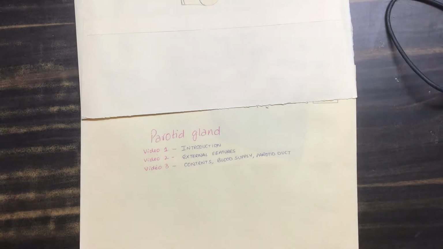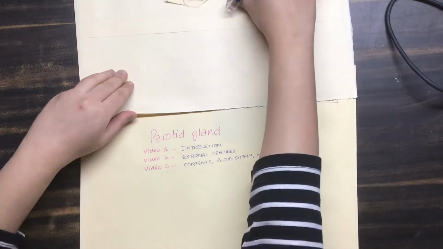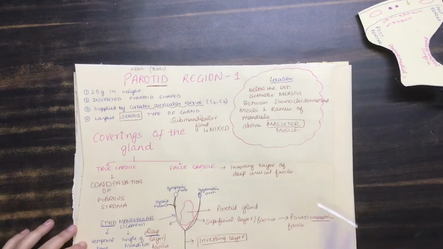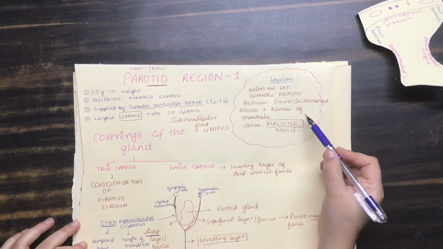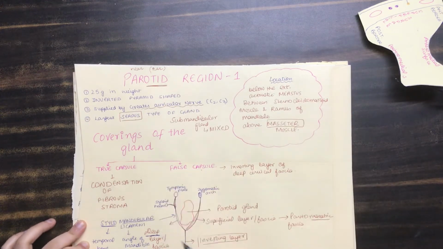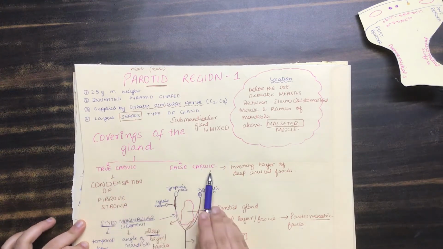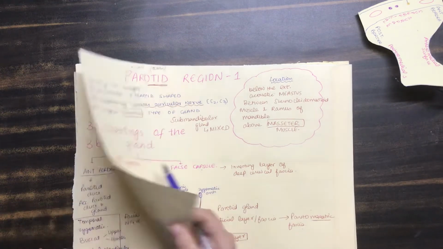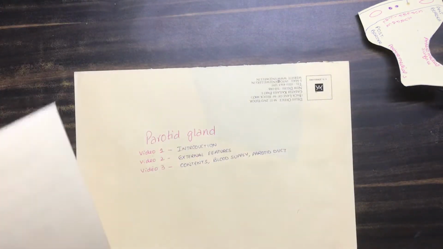Hi guys, today we are continuing our discussion on the parotid gland. In the previous video, video 1, I have already discussed the basic features of the parotid gland, including its weight, location, and coverings, including the true and the false capsule. You can watch that video before you proceed to today's video, which is based on the external features of the gland.